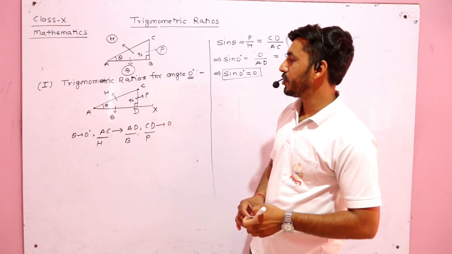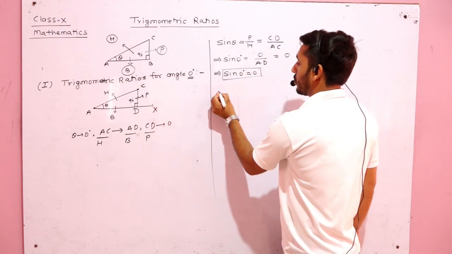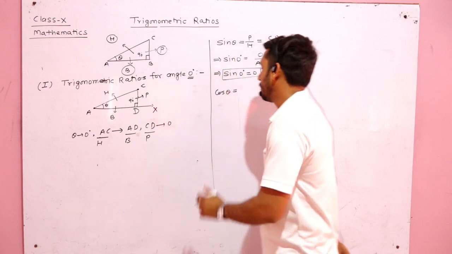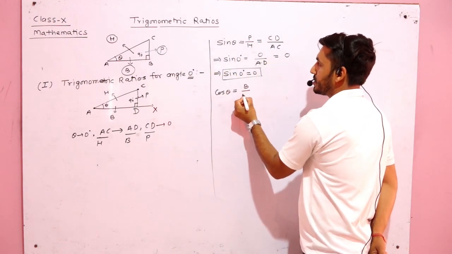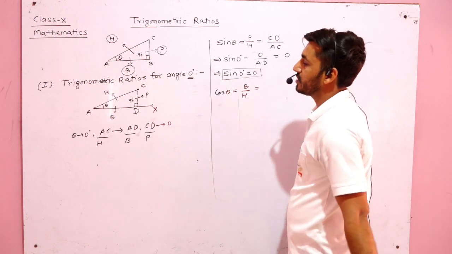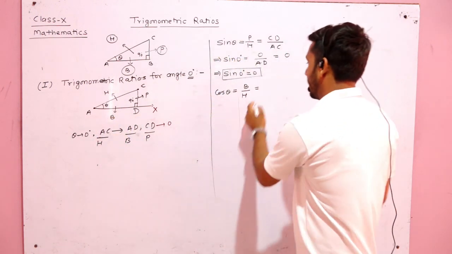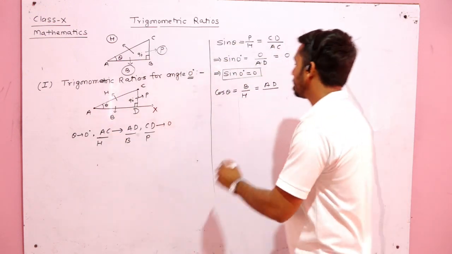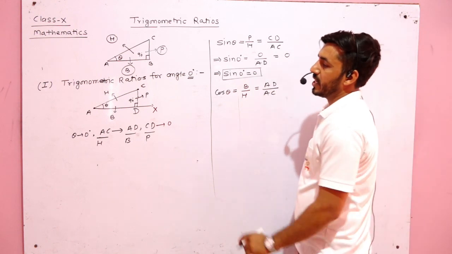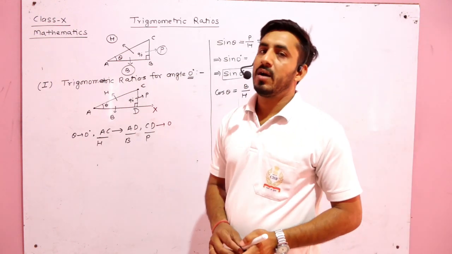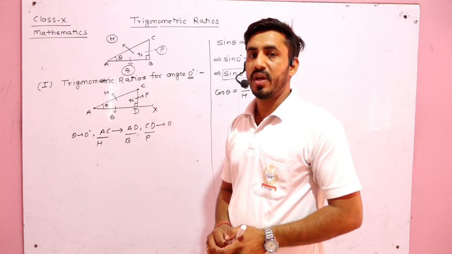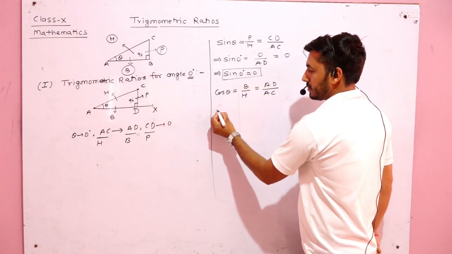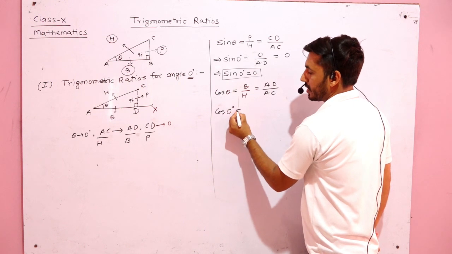The next trigonometric ratio is cos theta, and we know the value of cos theta is equal to base upon hypotenuse. What is the value of base? It is AD. Then the value will be AD upon, what is the value of hypotenuse? It is AC. In the condition when I make theta tend to 0, if I put the value of theta equal to 0, then the obtained result will be cos 0 degree.